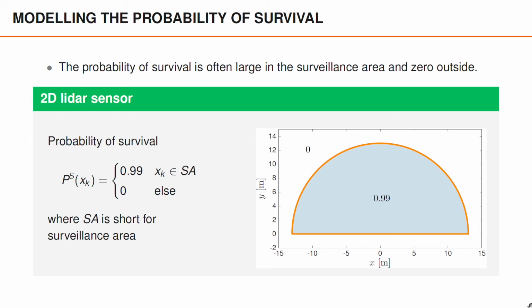It might seem strange that the probability of survival inside the field of view is not equal to 1. The reason that PS typically is smaller than 1 inside the surveillance area has to do with clutter, and the possibility that clutter leads to an incorrect object estimate, so-called false objects. If the probability of survival was 1, such false objects would persist in the surveillance area much longer than necessary. And by setting the probability of survival to something smaller than 1, false objects can be rejected quicker. And we will learn more about this in later videos.